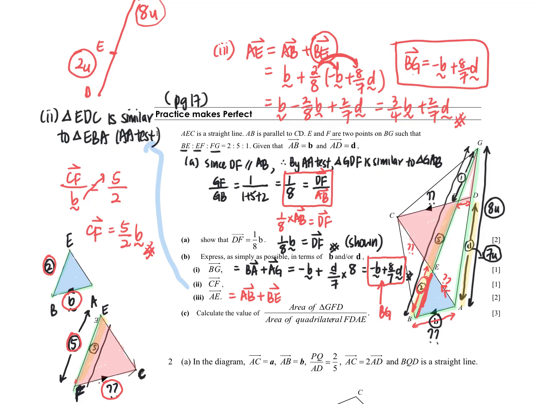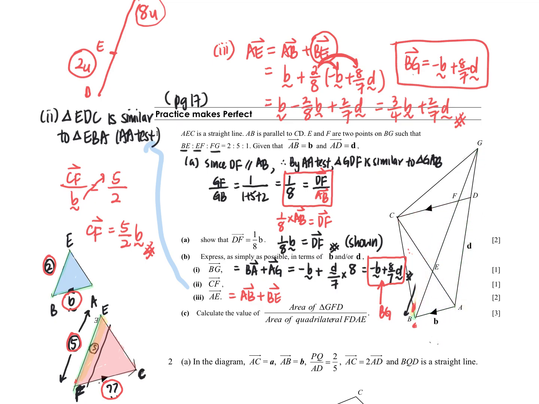My objective now, okay, I erase because so many things on the diagram, right? So let's try to figure out what the question wants us to find. The question wants me to find the ratio of this one, GFD, versus FDAE, this one only. So how can I go about finding the ratio between those two parts?